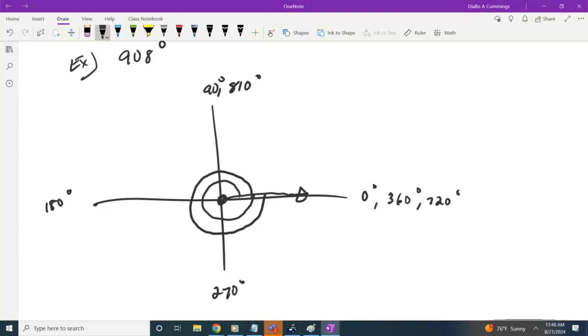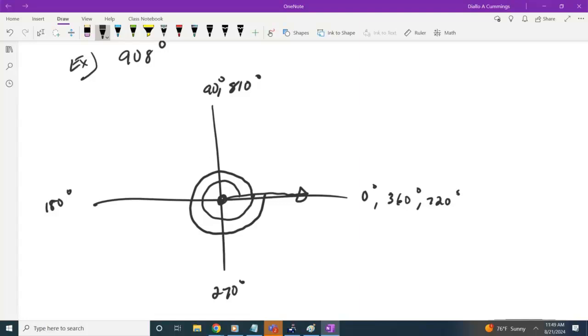I want 908, right? So I need to go a little bit further. If I were to rotate it here, I'm going to get what? I just got to add 90. So 810 plus 90 is what? 900. So that means 908 is going to be where? In this third quadrant. Okay.